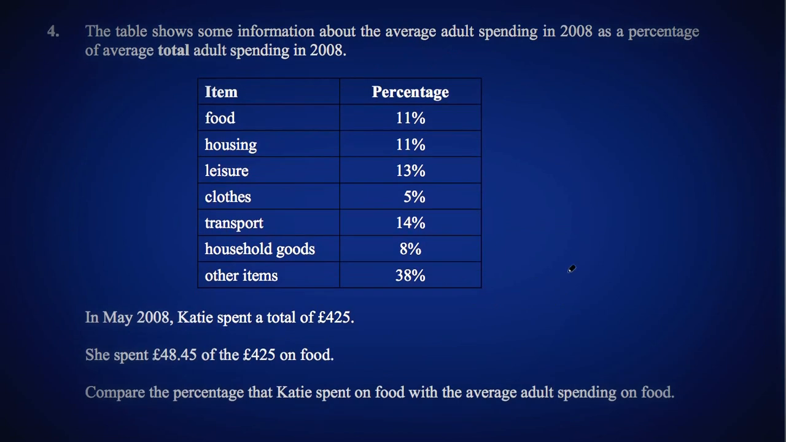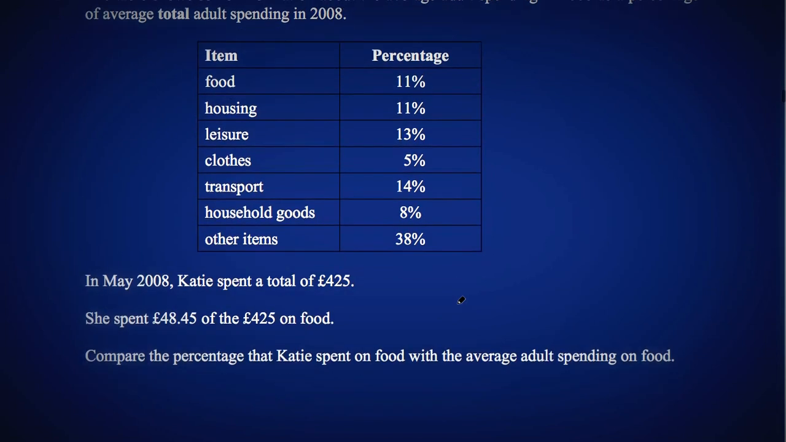Question 4. The table shows some information about the average adult spending in 2008 as a percentage of average total adult spending in 2008. So this is how the total is split into various different sections. In May 2008, Katie spent a total of £425, and she spent £48.45 of that money on food. Compare the percentage that Katie spent on food with the average adult spending on food. We can go about this in several ways. I could either find 48.45 as a percentage of 425.